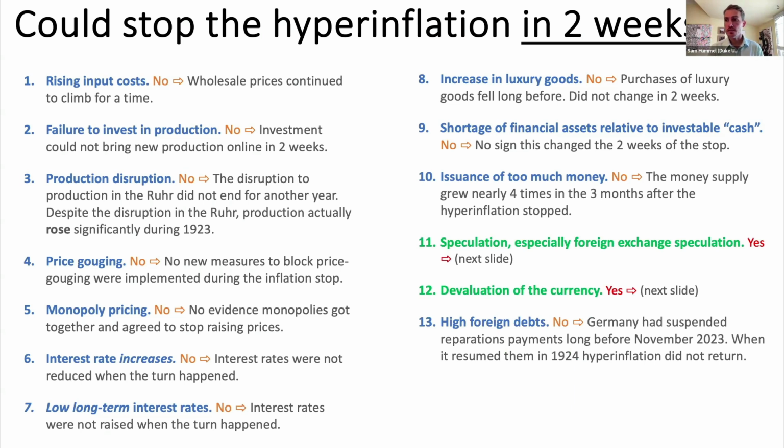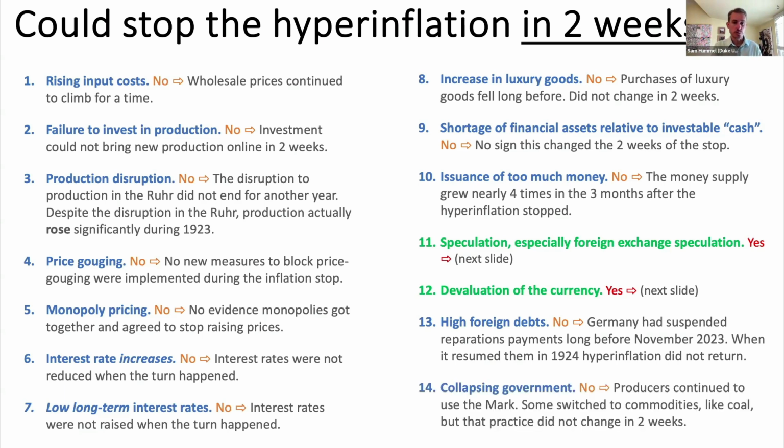High foreign debts, right? Oh, the government had a lot of foreign debt, so that's why. Well, actually, Germany had suspended making reparations payments long before November 1923, and when it resumed them at the end of 1924, hyperinflation did not return, right? So nothing changed about Germany's foreign debt in the last 2 weeks of November of 1923.